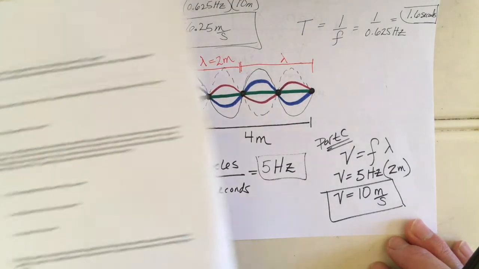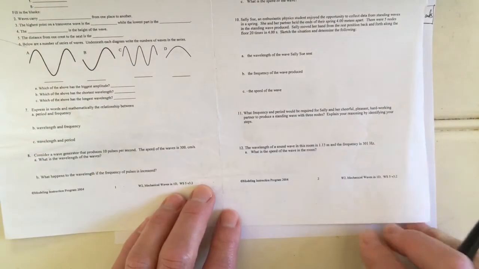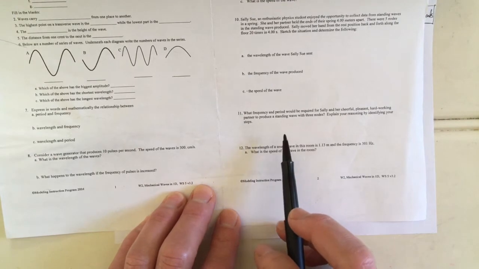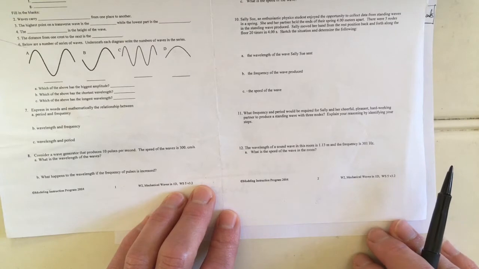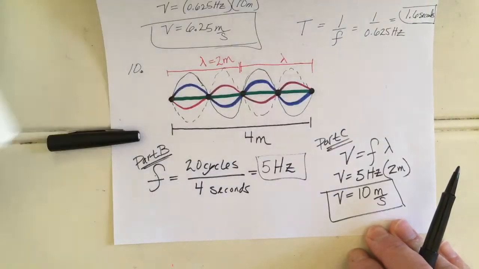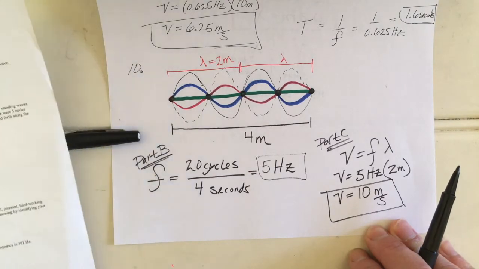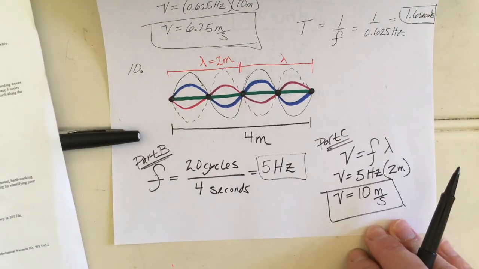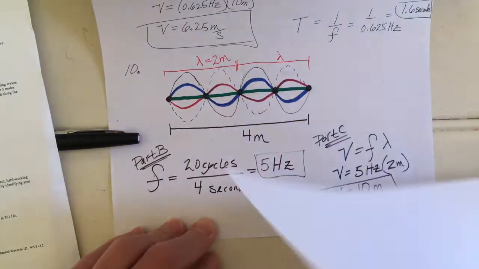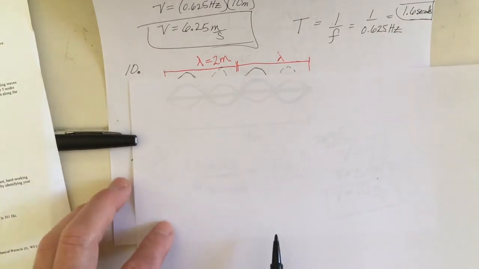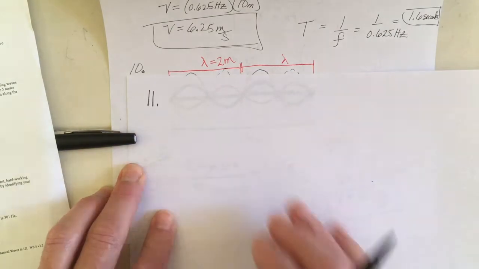I guess we can look at number 11. It's kind of related. It says, what frequency and period would be required for Sally and her cheerful, pleasant, hard-working partner to produce a standing wave with 3 nodes? Explain your reasoning by identifying your steps. Okay, that's interesting. I wanted to make a connection there with the last problem, but let's solve it first and then go from there. So for 11, if we have 3 nodes, right?